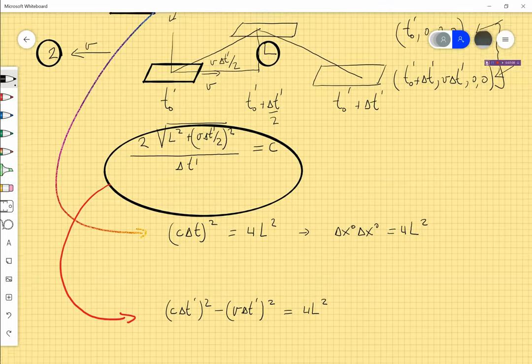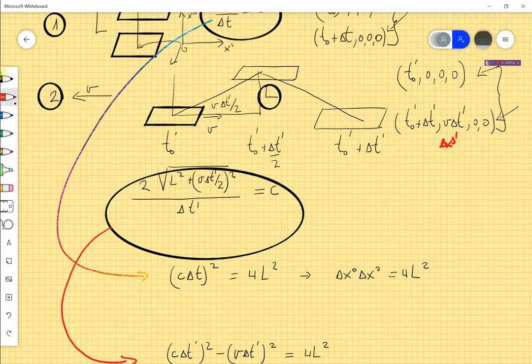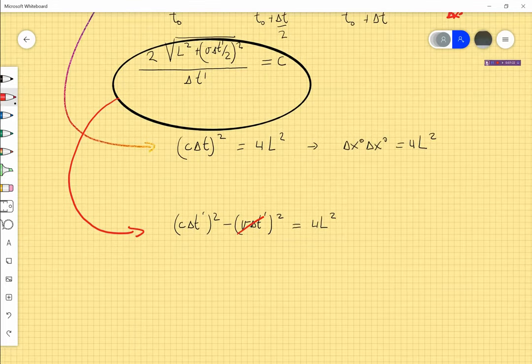Now you see that V delta T prime is just delta x1 prime, because the initial x1 is 0 and the final x1 prime is V delta T prime. So I can replace this by delta x1 prime squared. And in the end, what I get is that delta x0 prime delta x0 prime minus delta x1 prime delta x1 prime is equal to 4 L squared.